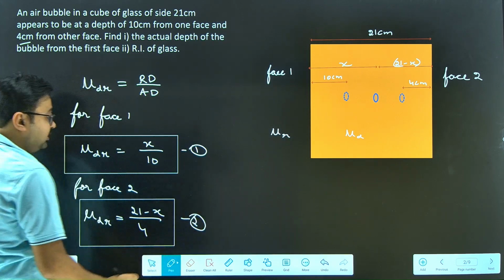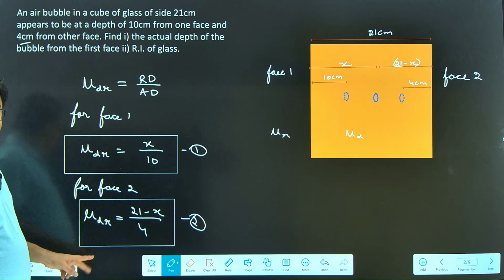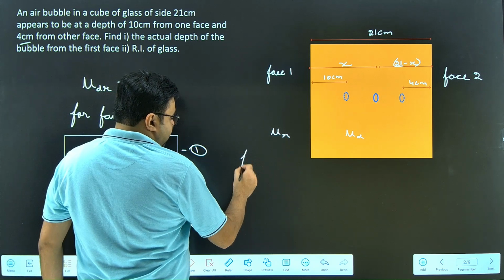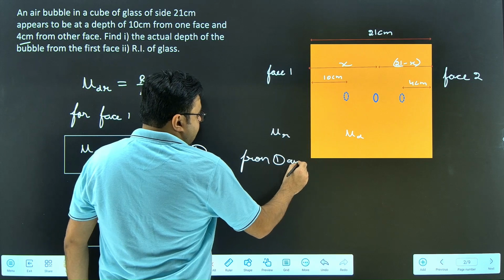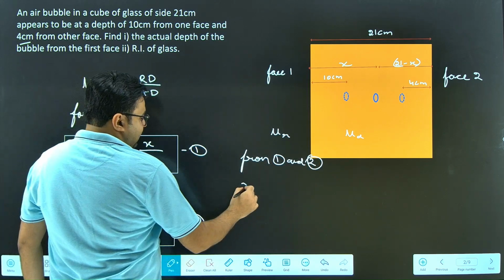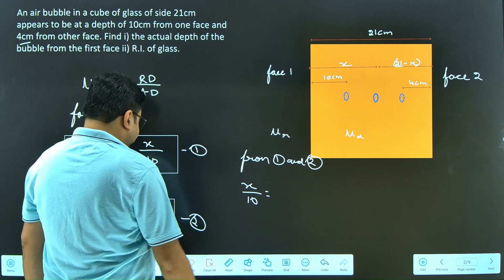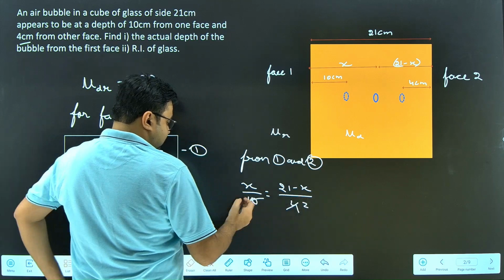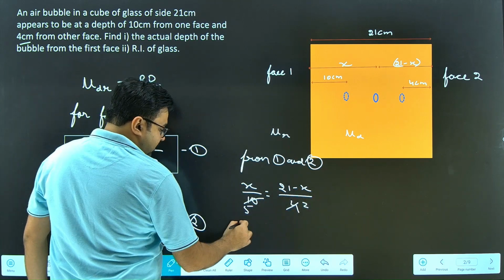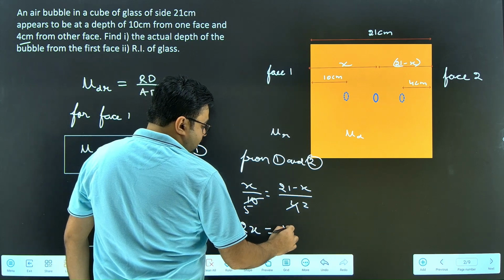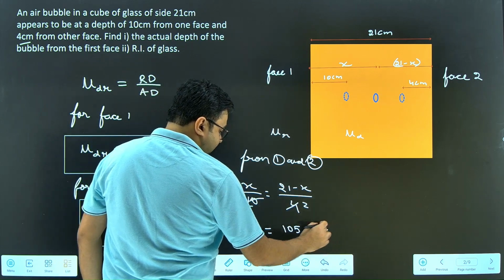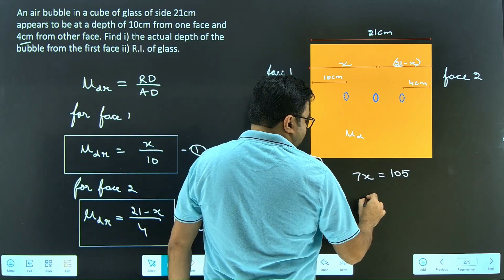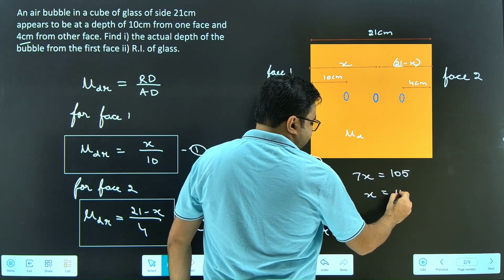And that's equation 2. Do you see that the LHS on both the equations are the same? You can just equate the RHS. When you equate the RHS from equations 1 and 2, you have x divided by 10 equal to 21 minus x divided by 4. You can cancel this out and cross multiply. You will have 2x equal to 105 minus 5x. Transfer the 5x here, you get 7x equal to 105, or x would be equal to 15 centimeter.